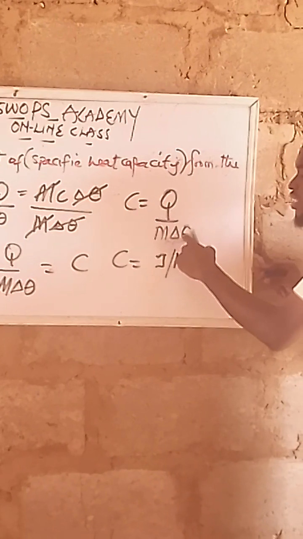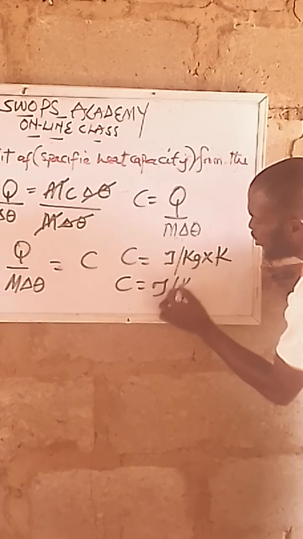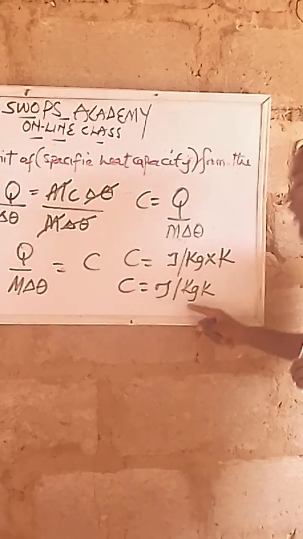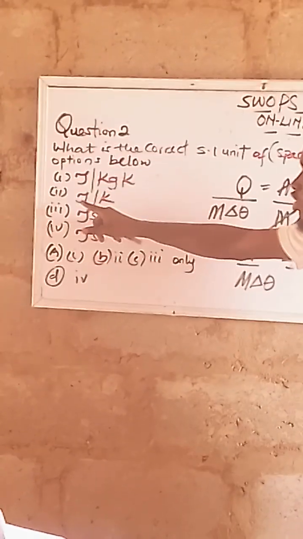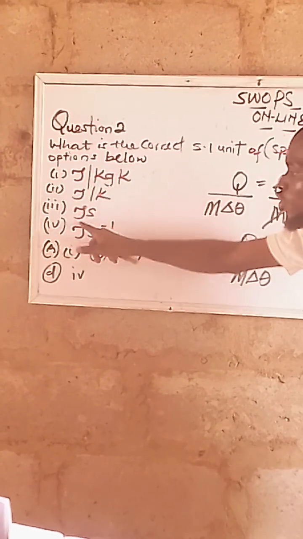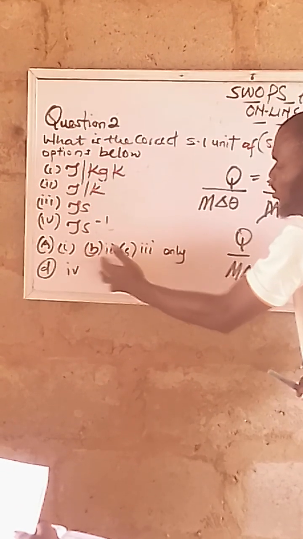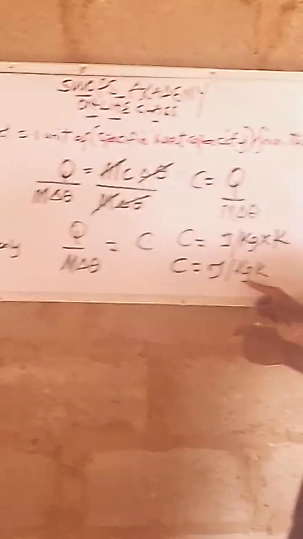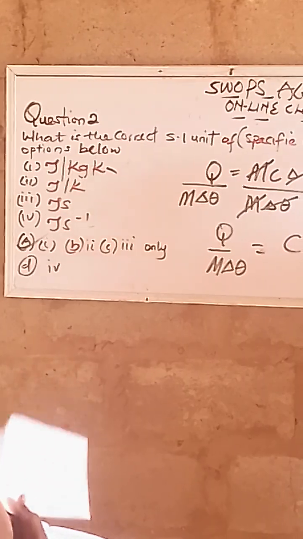Temperature, what is the standard SI unit? It is K. Then we have joule per kilogram Kelvin. Are we together? Joule per kilogram Kelvin. Now let's see the options here. A, joule per kilogram Kelvin. B, joule per Kelvin. C, joule per second. Which one would that be? Is it A, B, or C? The correct answer will be A.